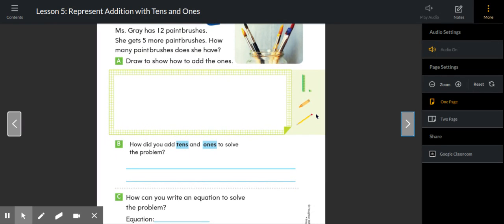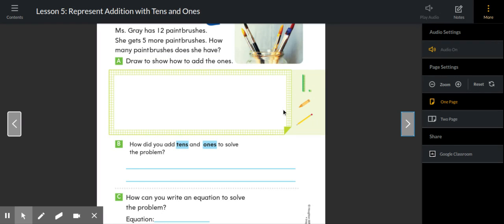So Miss Gray has 12 paintbrushes. She gets 5 more paintbrushes. How many paintbrushes does she have? So that's the first time we're reading that problem. So I am picturing in my mind, as we do when we retell our math problems, I am picturing Miss Gray. I'm picturing an artist. Maybe she even has on like a paint shirt. She has 12 paintbrushes in her hand, and then she gets more paintbrushes. So I'm picturing her. She had 12 in her hand. She picked up 5 more.